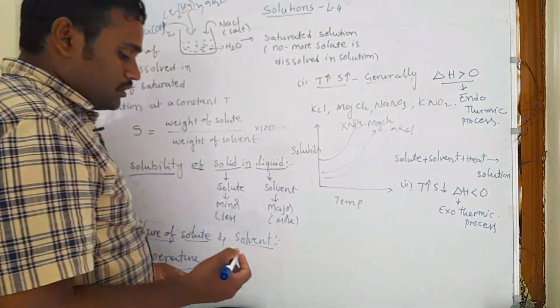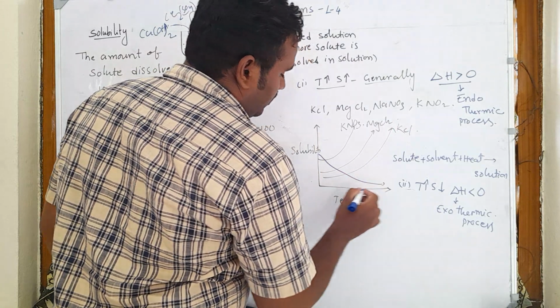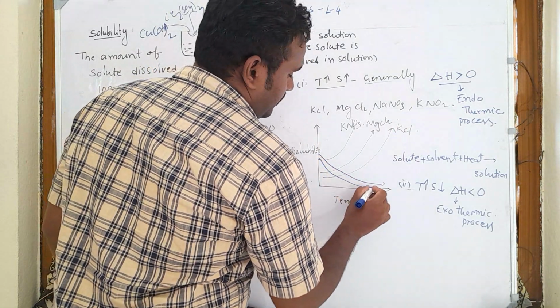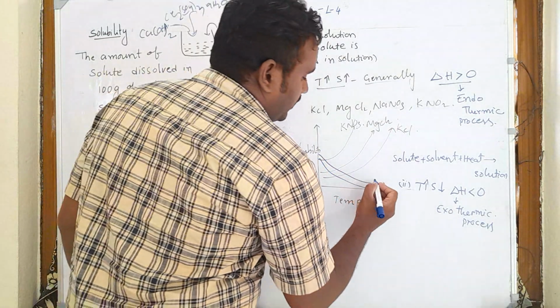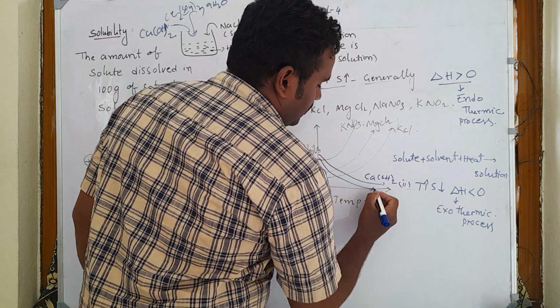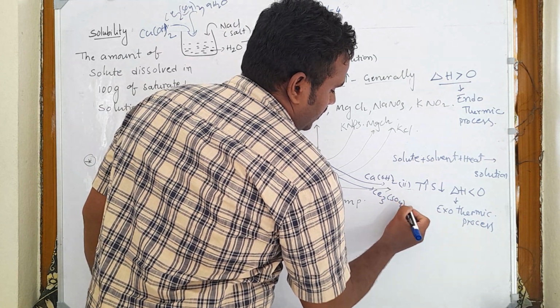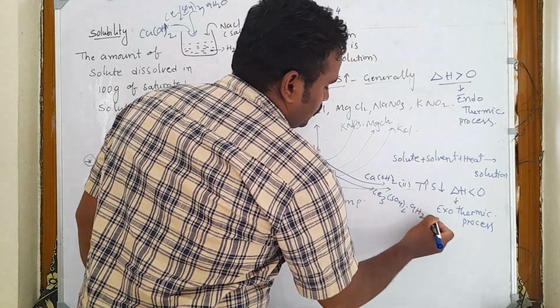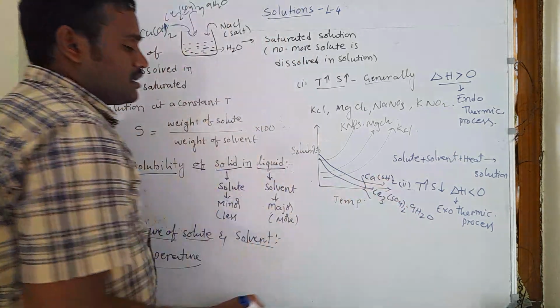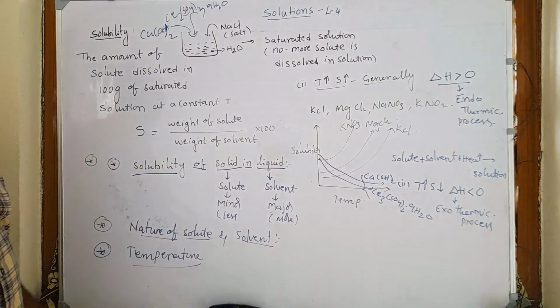In those cases, what happens? Temperature increases, solubility decreases. For example, calcium hydroxide and cerium sulfate, Ce2(SO4)3 9H2O. For these two substances, temperature increases and solubility decreases.